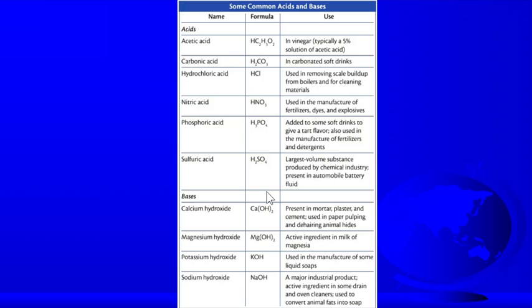Calcium hydroxide is in mortar and plaster and cement. Magnesium hydroxide is milk of magnesia. Ever have milk of magnesia?